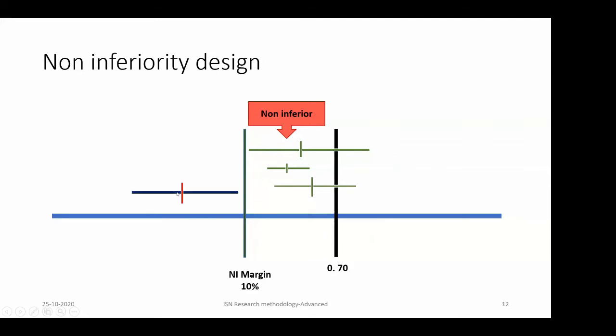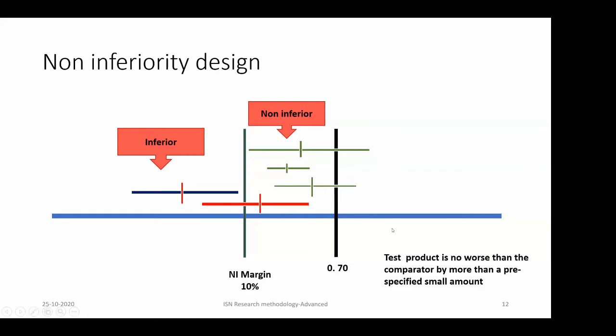Now, this is a scenario in which the drug is inferior because the effect size is outside the non-inferiority margin, and the lower confidence interval is also there. And here, you see the effect size is well within the non-inferiority margin, but the confidence interval has exceeded the non-inferiority margin. In this scenario, we would consider the drug as inferior.